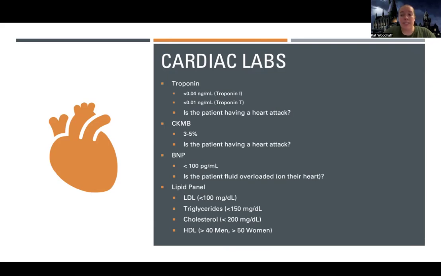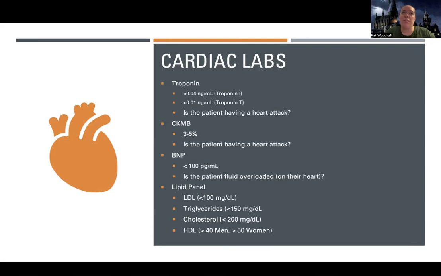Other things we might get are things like a lipid panel. And obviously, these numbers can vary, depends on the patient, but this can tell us a lot about how the patient's doing in overall cardiac health. If your cholesterol gets high, you get blockages, you can have heart attacks. So, we definitely want to keep an eye on this.